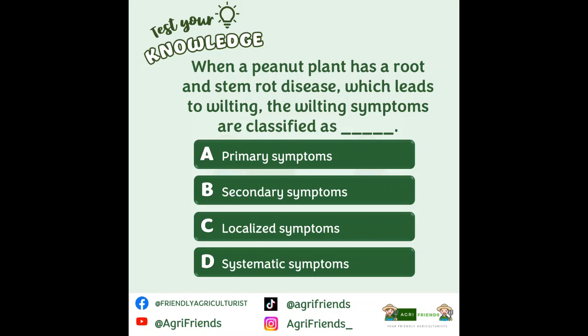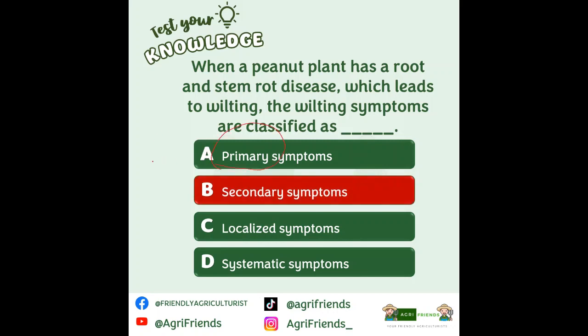When a peanut plant has a root and stem rot disease, which leads to wilting, the wilting symptoms are classified as A. Primary symptoms, B. Secondary symptoms, C. Localized symptoms, or D. Systematic symptoms. The answer is secondary symptoms.